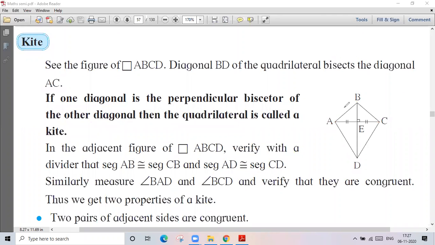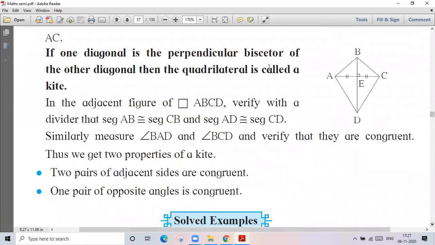One more property. Two pairs of adjacent sides are congruent. That means AB is equal to BC and AD is equal to CD. One pair of opposite angles is congruent. That means angle A is equal to angle C. B and D are not congruent.